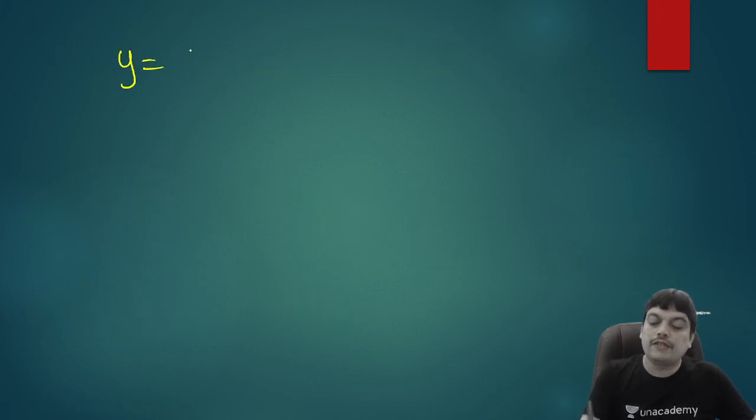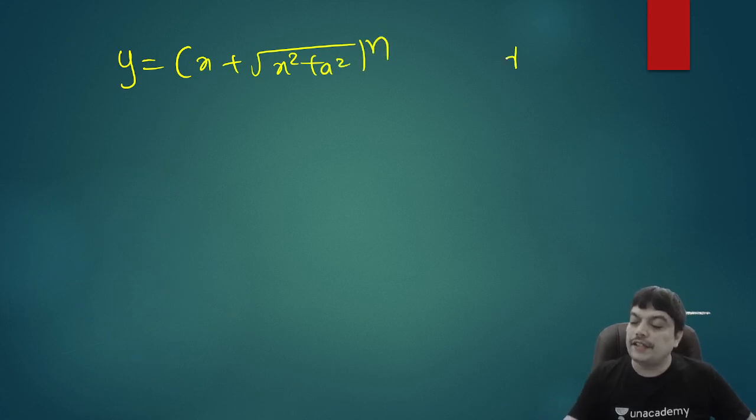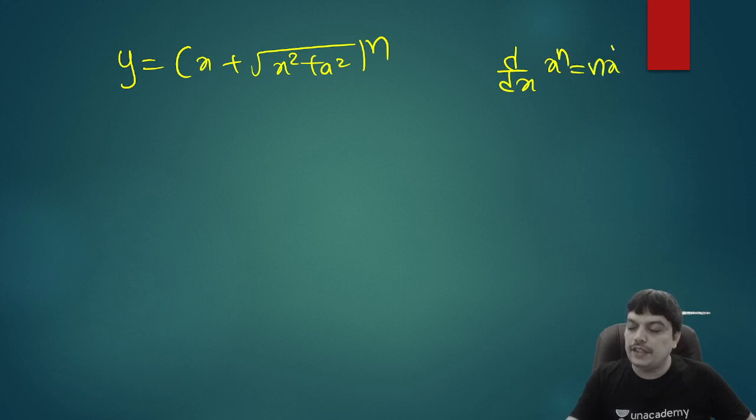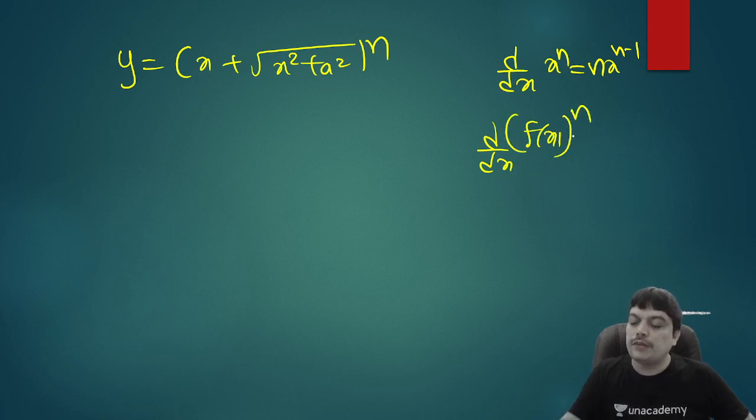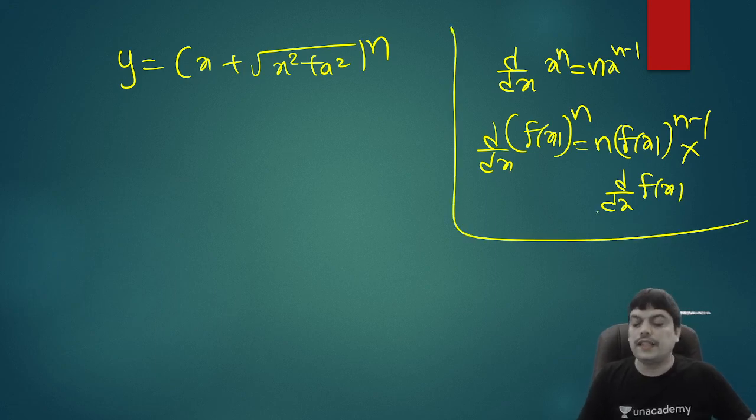So we have y equal to (x plus root of x square plus a square) to the power of n. Now, first of all, we'll learn this derivative. Whenever it is x power n, we know that the derivative formula is n x power n minus 1. But suppose instead of x power n, the function is something like f of x power n, then we apply the similar formula, n into f of x power n minus 1. But in addition to that, you also have to differentiate f of x, into d by dx of f of x. That is the conclusion from the chain rule that we get basically.